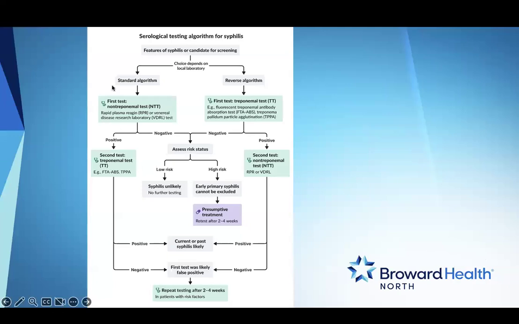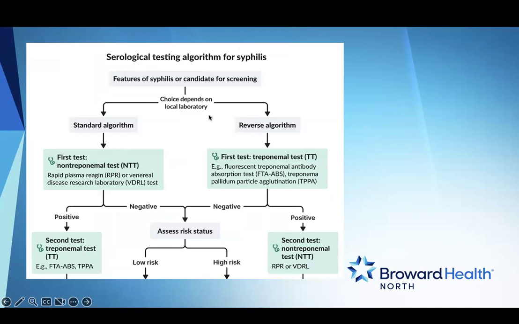So here's the algorithm that we're going to discuss. Let's zoom it out a little bit, but it's a really good algorithm, easy to follow. So we start with the features of the candidate that we're going to screen. A person that is at risk or that comes because they say, hey, I have this symptom or that, and you suspect it: the chancre, the rash.